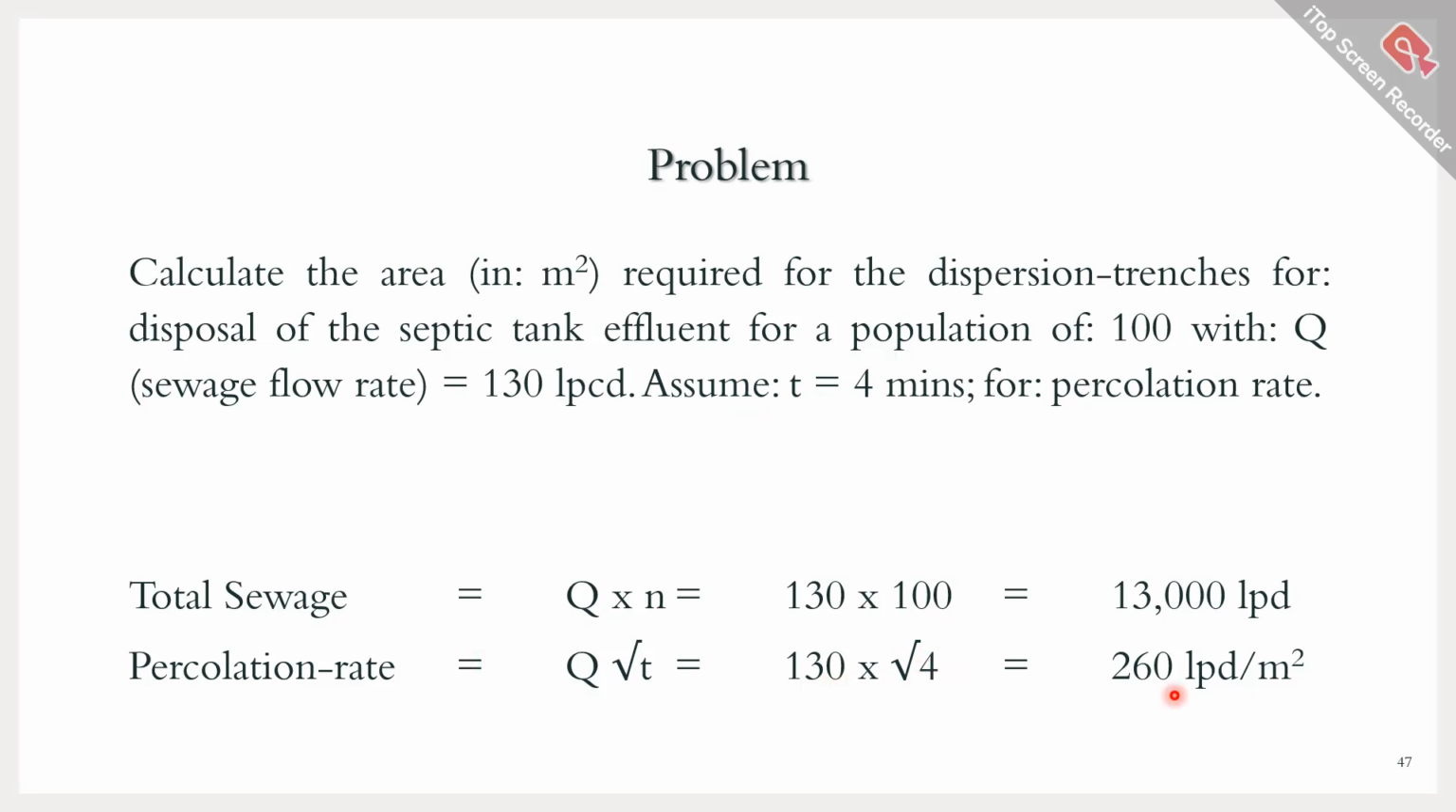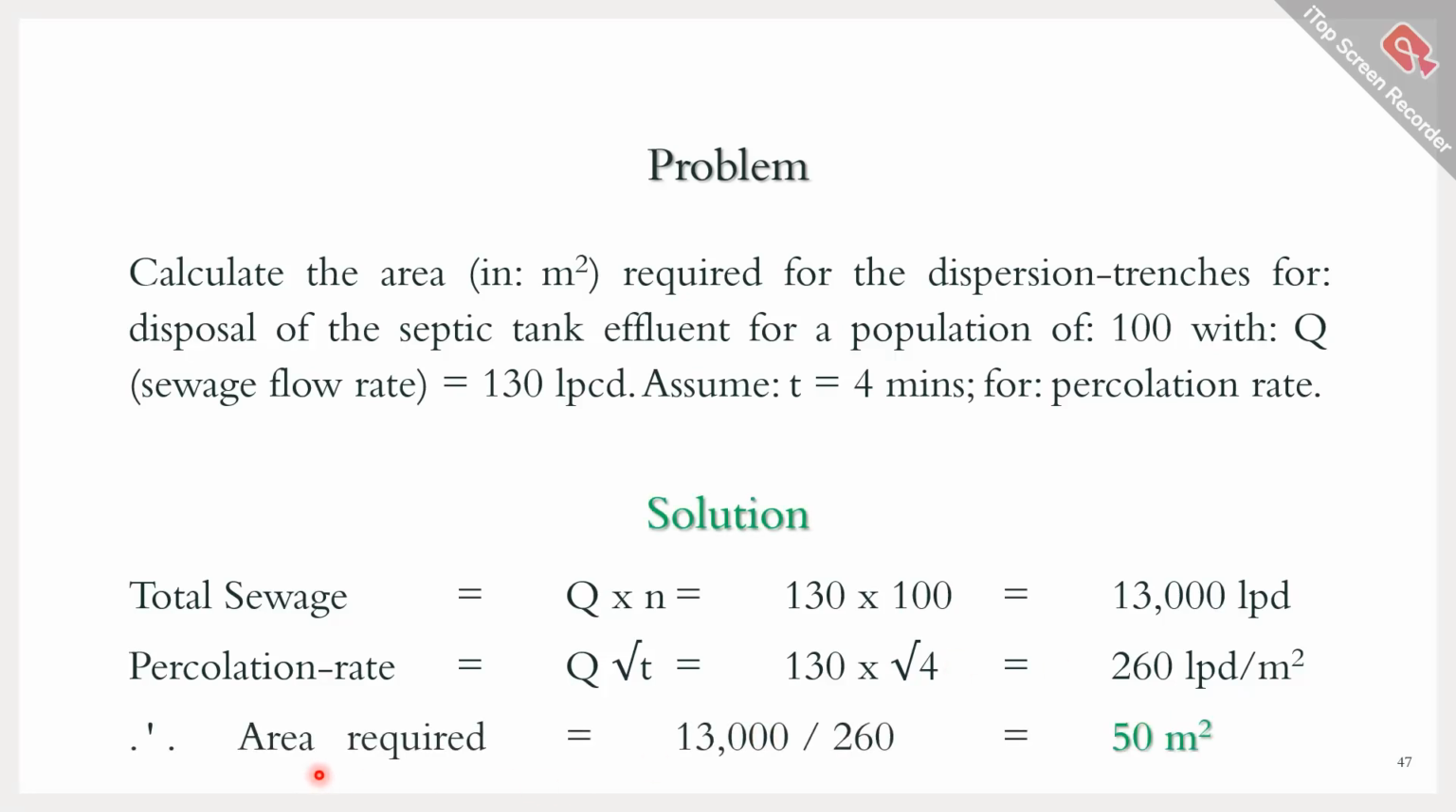2 into Q, that means 2 into 130 gives you 260 liters per day per meter square. So liters per day is given to you, and liters per day per meter square is given to you. You just divide this with this one, it will give you the solution. So hence the area required is 13,000 liters per day divided by 260. Liters per day gets cancelled out. After solving, 13,000 divided by 260 gives you 50 meters square. So it is the area required for the dispersion trenches for disposal of the septic tank effluent.